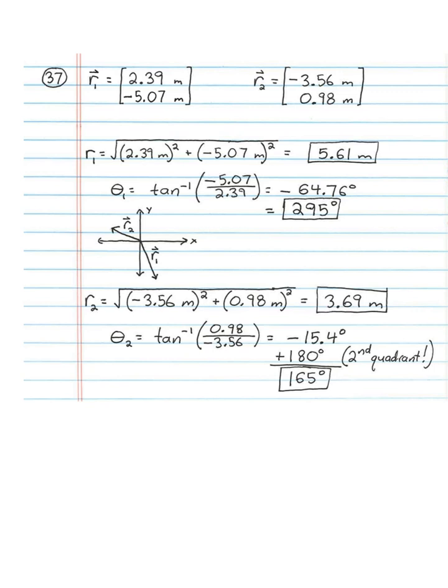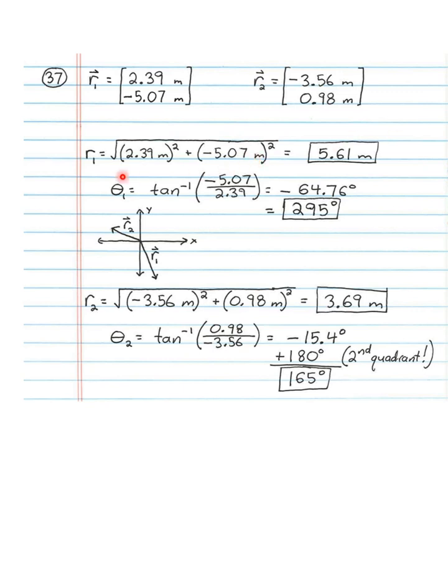Number 37 gives two vectors, and you can see I've written those two vectors R1 and R2 up at the top of the page. And 37 asks us for the magnitude and direction of both of those vectors. So we'll start with R1.